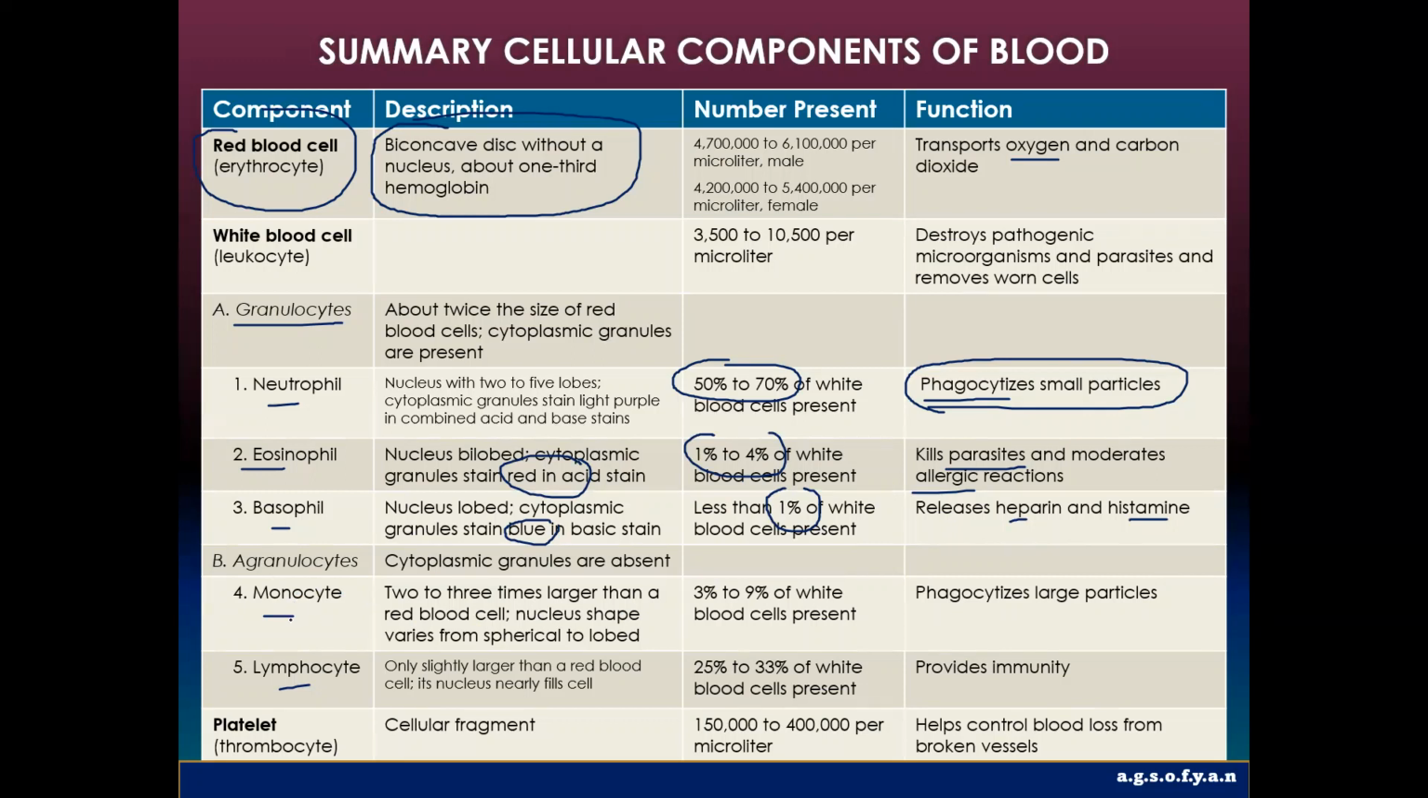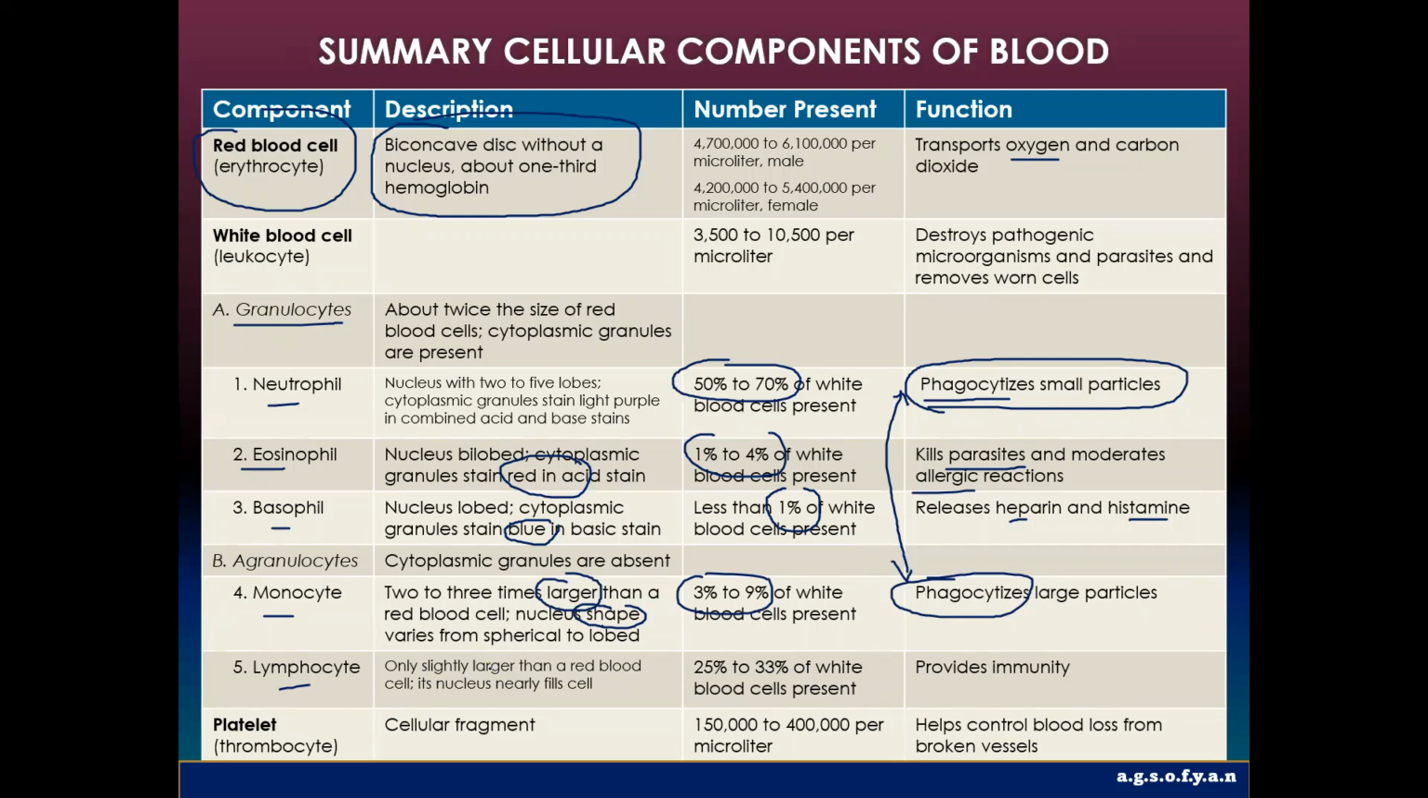Agranulocytes do not have granules. The monocyte is the biggest, the largest white blood cell in our body. It has a nucleus that looks like a kidney shape, 3 to 9%. It also has the ability to eat bacteria, as a phagocyte, just like the neutrophil. So neutrophil and monocyte are the phagocytes in our blood.